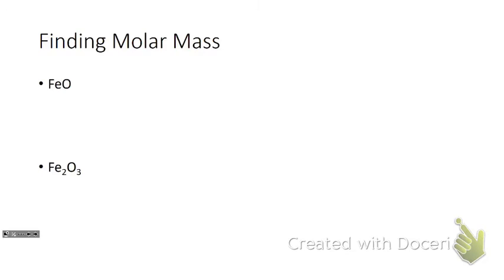Okay, so our first one here, we have iron oxide, okay? And yeah, so let's just get going. So I'll start with iron, and we just have one of them, so that's easy. Iron has a molar mass of 55.85 grams per mole.